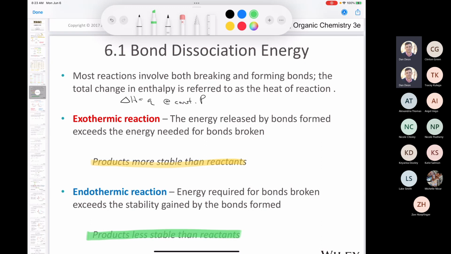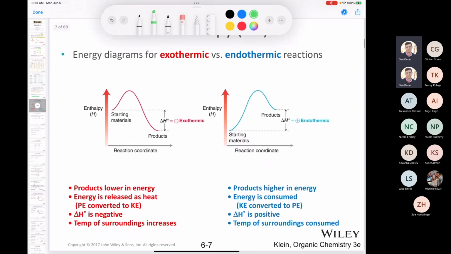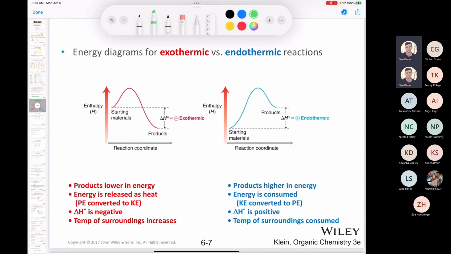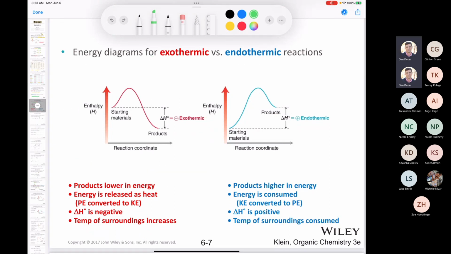So let's take a look at a graphical representation here of an exothermic versus an endothermic reaction. So we'll start with exothermic over here. Let's see, we have our starting materials. Let me get my yellow highlighter right here. We have our starting materials and we have our products. And we see that our products are more stable than our reactants. Products are more stable than our reactants.